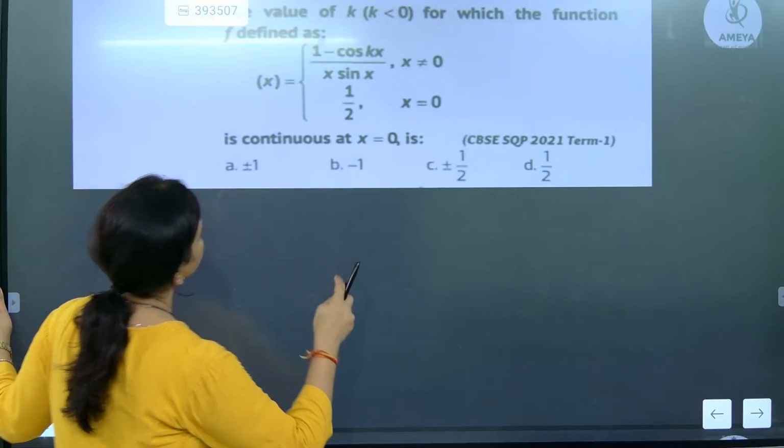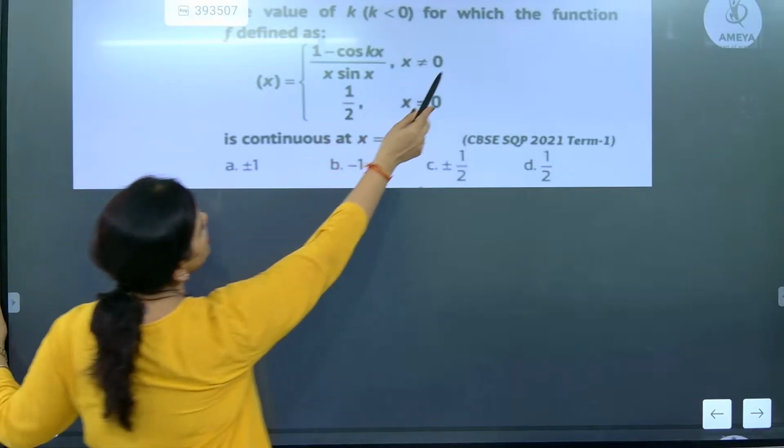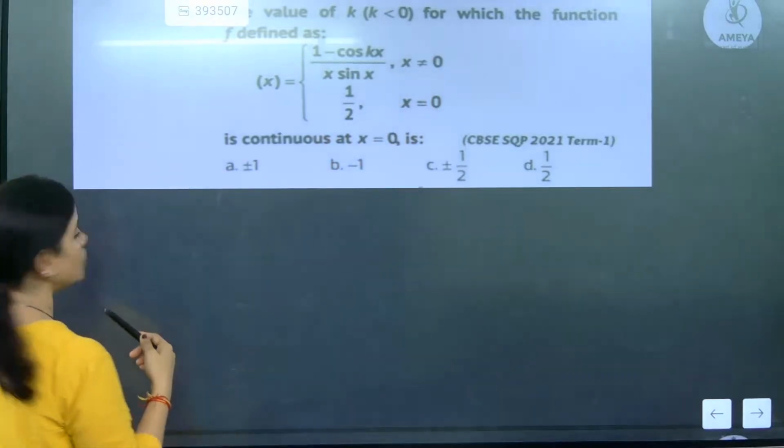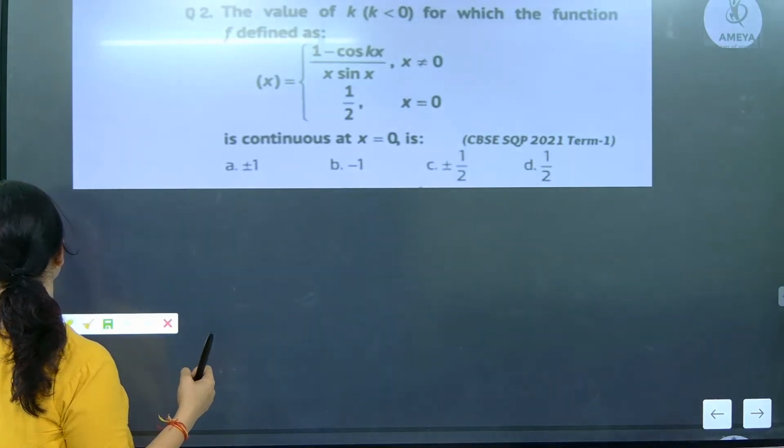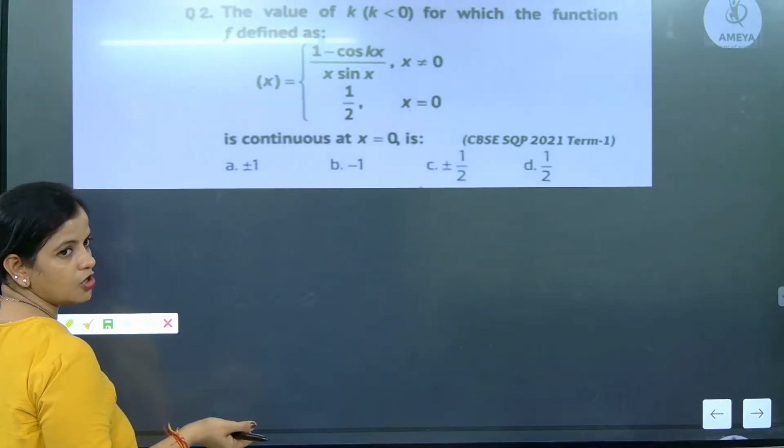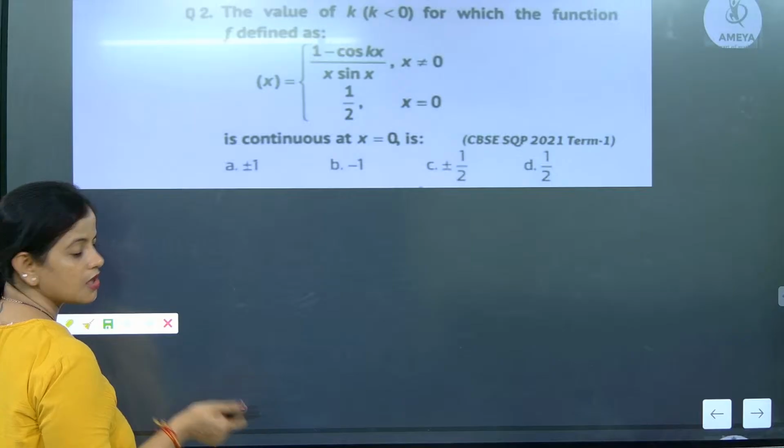Now look here. The question given to you is this part. Can I solve it or do you want to solve it mentally? Okay, fine. Thank you so much.